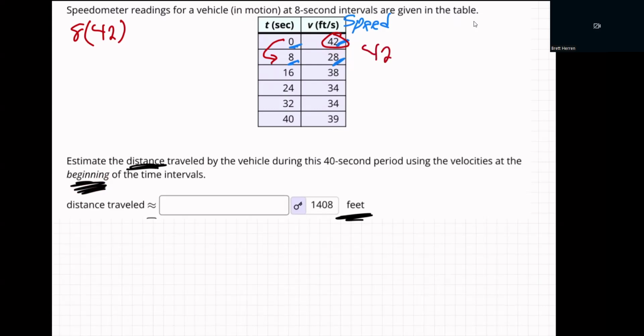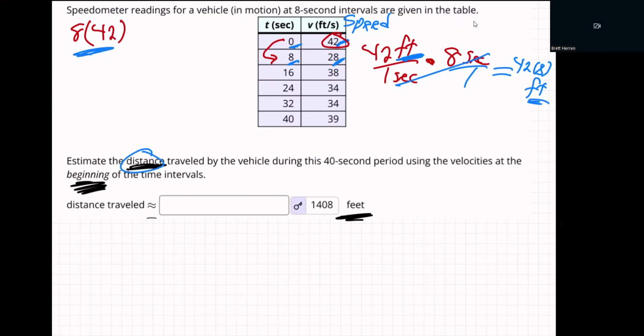If you're traveling at 42 feet per second, it means you cover 42 feet every 1 second, and you multiply by 8 seconds, right? Because you did it from 0 to 8 seconds. Of course, the seconds cross out, and you get 42 times 8 feet. That'll be feet, won't it? Because all we have left is feet. Seconds have canceled out. The point is it's distance, isn't it? So it's just 8 times 42.